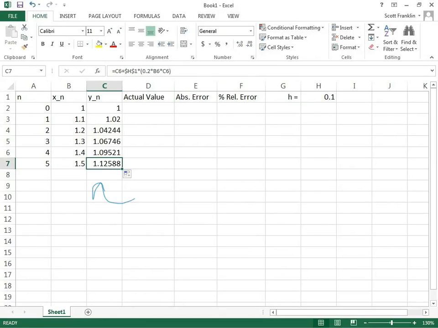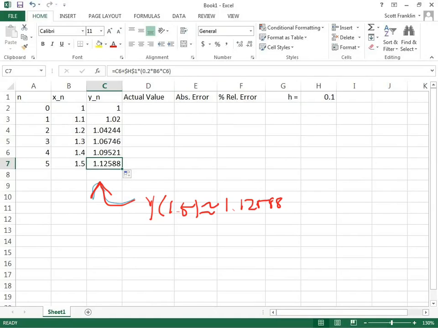So this number right here, actually let me do this in red, this number right here says that y at 1.5, the actual function, is approximately, not exactly, but approximately equal to 1.12588. Okay? Now what is y at 1.5 actually equal to? Well, because we have the formula, we could solve this differential equation. It's separable, it's actually linear, so either of those 2 techniques would give us an answer. We could find the solution. Let's use the solution that's given to us right here.